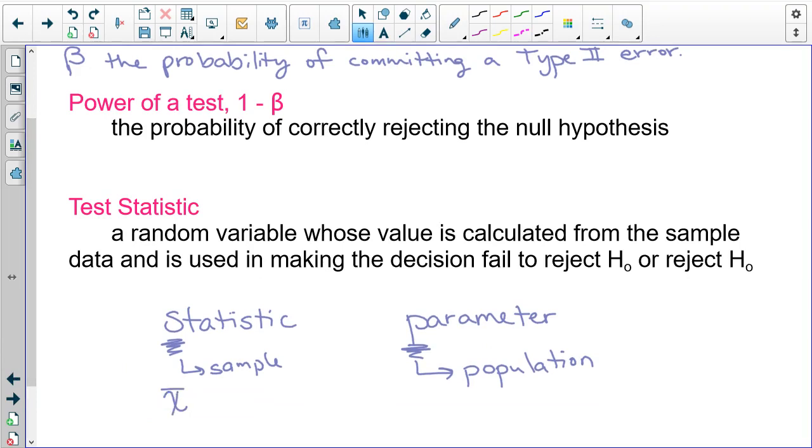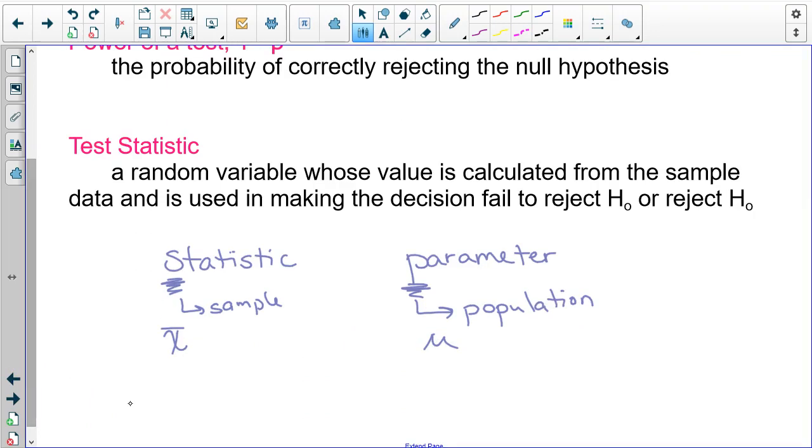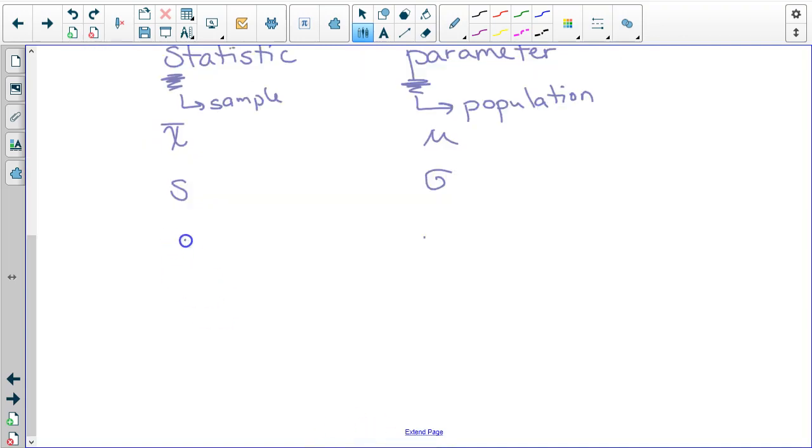Like X bar, right? And if you find X bar, then you're making estimates about what? Mu, very good. If you find S, and S is your point estimate, you're making predictions about sigma. Yes, sigma. That's standard deviation, right? And variance, so S squared goes with sigma squared. Okay? So same thing in here. Test statistic. It's just we're going to use it now in our hypothesis testing, okay?